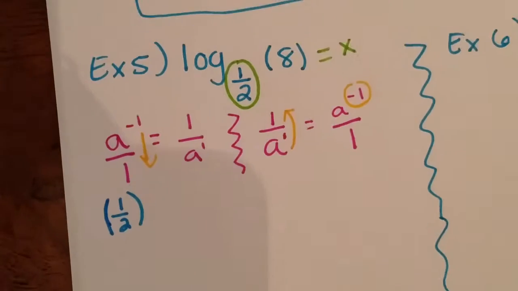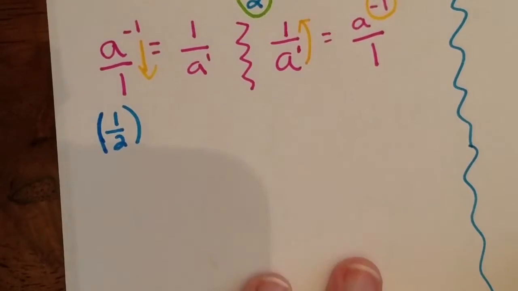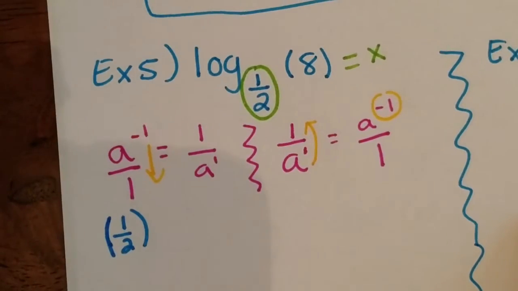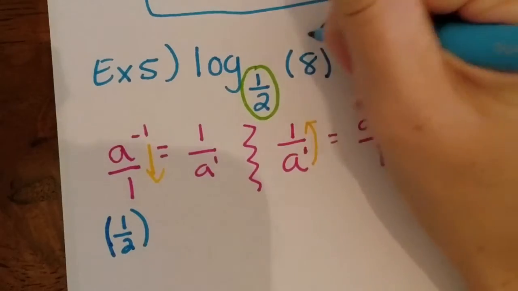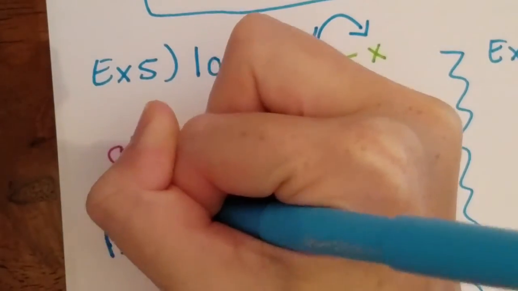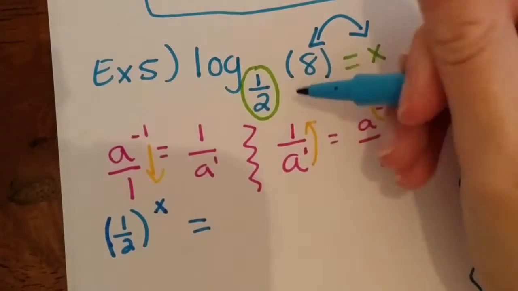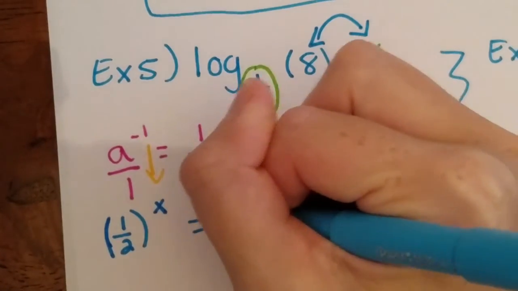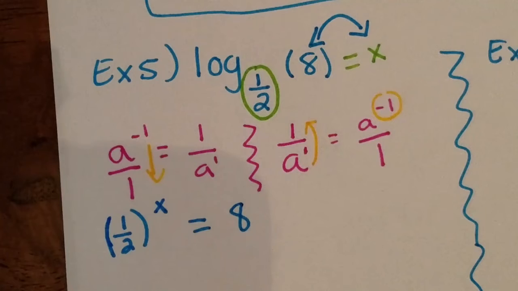So we can zoom in a little bit. There we go. Alright, I'm going to have 1/2. And then remember, these two trade places. So my x is going to hop to be the exponent of my 1/2. Have my equal sign, and my 8 is going to hop to the other side of my equal sign.